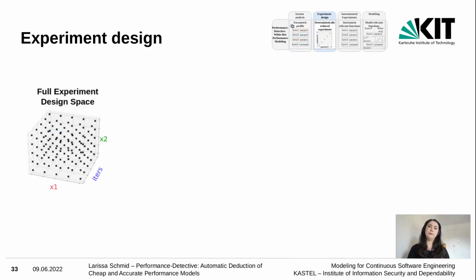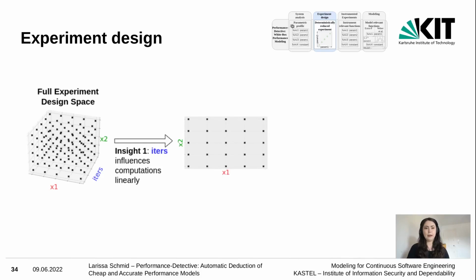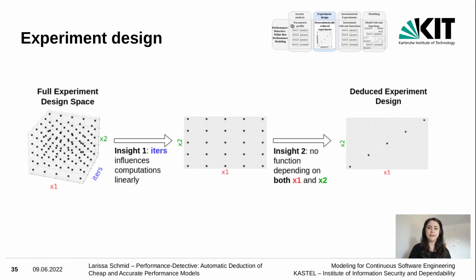So from the full factorial standpoint, we would start off with the experiment design space consisting of 3 parameters, x1, x2, and iters, resulting in 125 measurements. However, applying our first insight, which is that iters influences the computations linearly, we can strike out iters as a parameter, giving us only 25 measurement points measuring combinations of x1 and x2. Now, applying our second insight, that there is no function that depends on both x1 and x2, we already know that there will be no interaction between x1 and x2. So we can also strike out measurement points aimed at finding interaction between them, leaving us with only 5 measurement points compared to 125 we would have started off with.